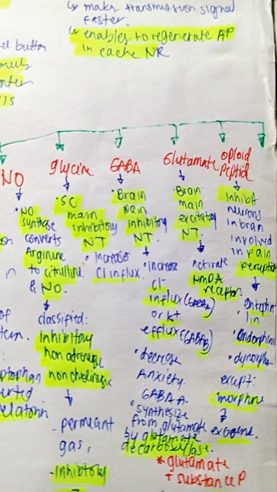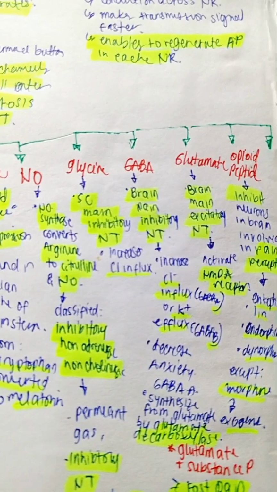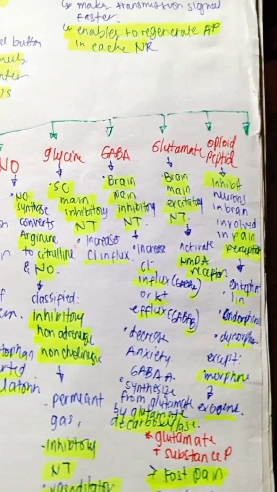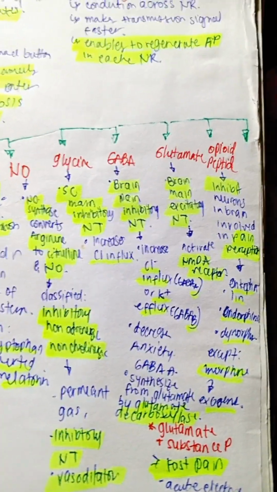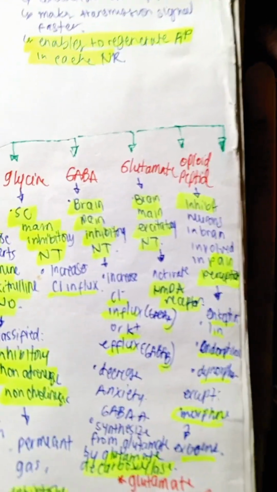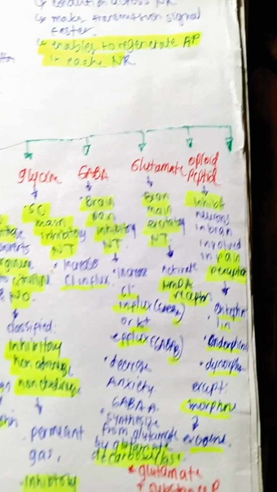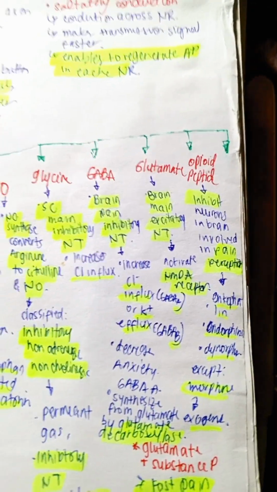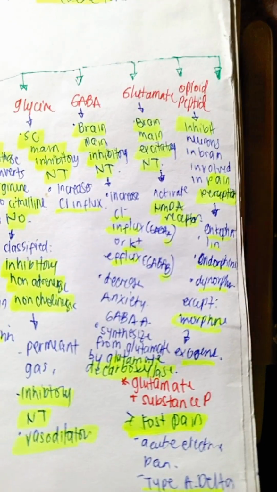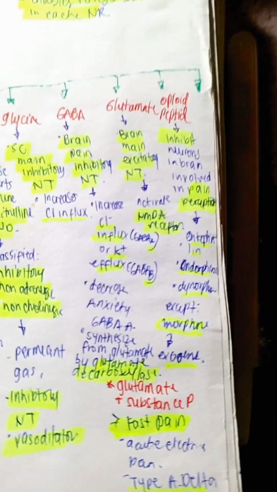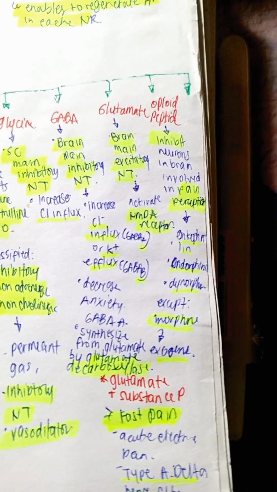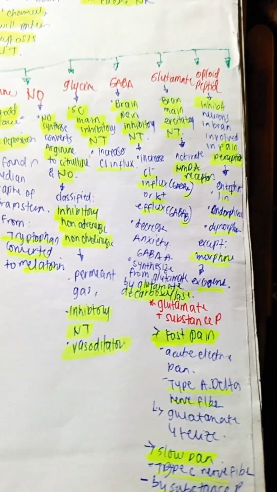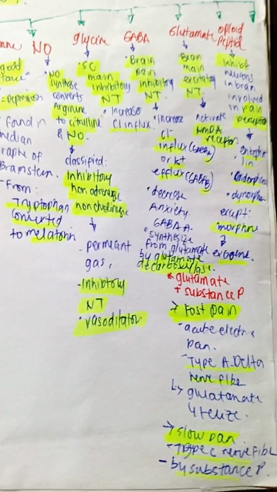So if GABA is the main inhibitory neurotransmitter in the brain, glutamate is the main excitatory neurotransmitter in the brain, and it activates the NMDA receptor. Another thing that we can find is the opioid peptide. It inhibits neurons in the brain, and it is involved in pain perception. This includes enkephalins, endorphins, and dynorphins, except morphine. This is exogenous.